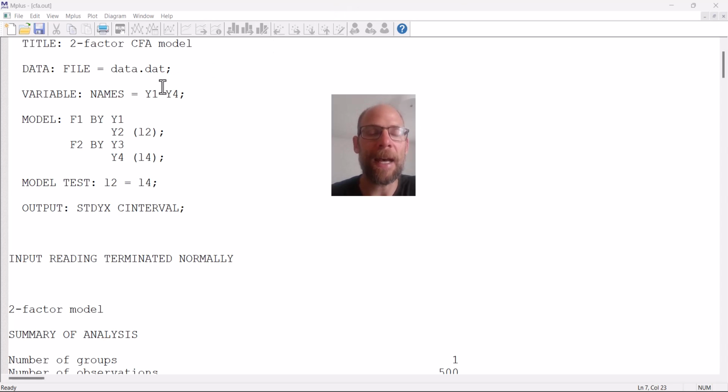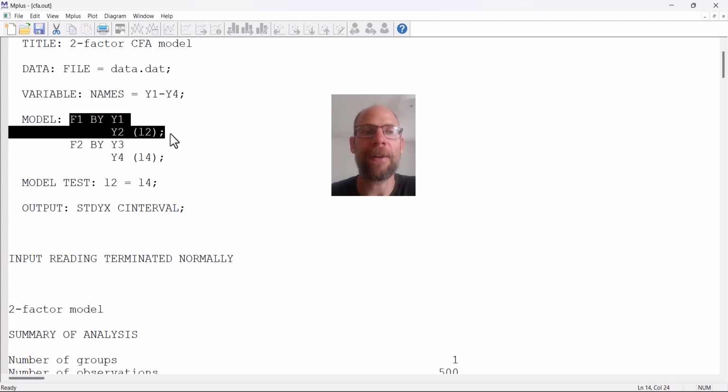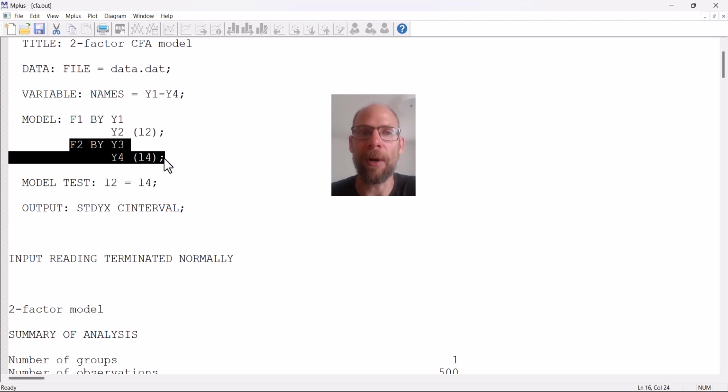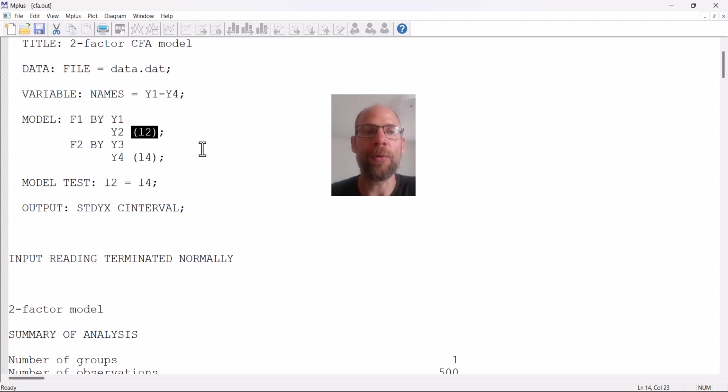You can see here I have four variables in this example data set, y1, y2, y3, and y4. And I'm specifying a simple two-factor model where the factor f1 is measured by the variables y1 and y2. And the factor f2 is measured by the variables y3 and y4. You can see that I included a label here behind y2. I gave this factor loading of y2 the label L2 for lambda 2 or loading 2. And then I gave also a label to the loading parameter for y4, and I gave it the label L4 for lambda 4.